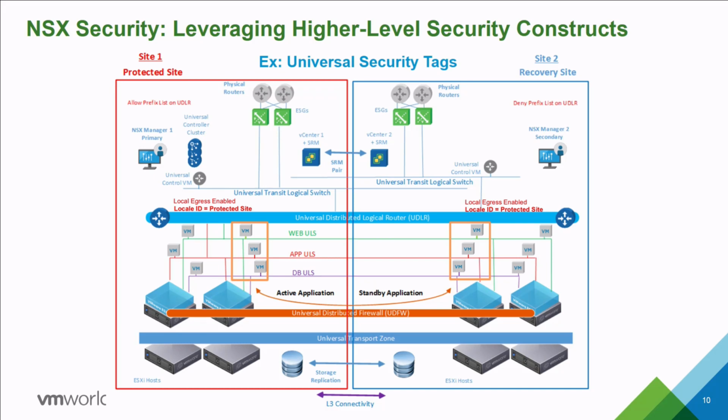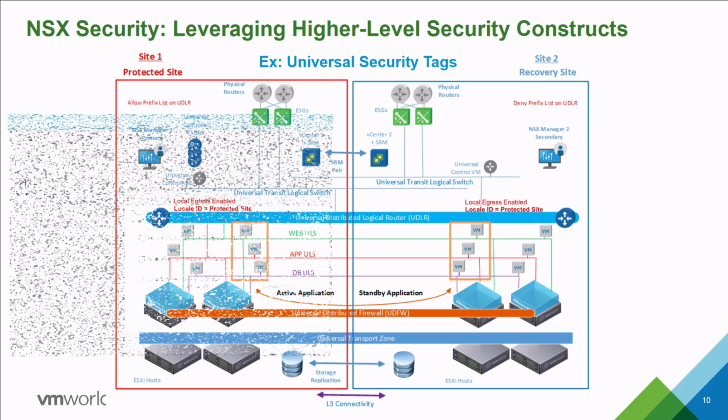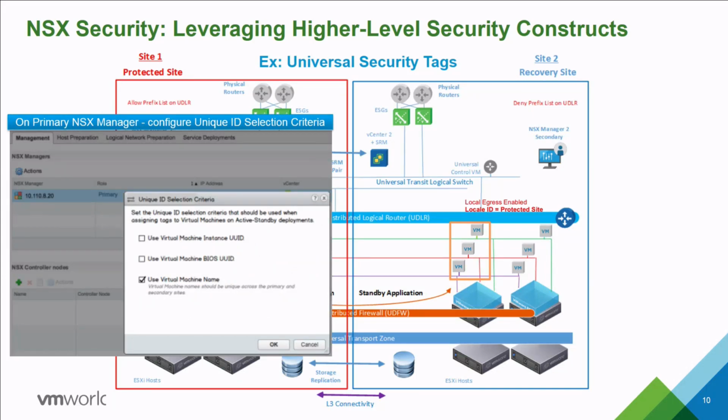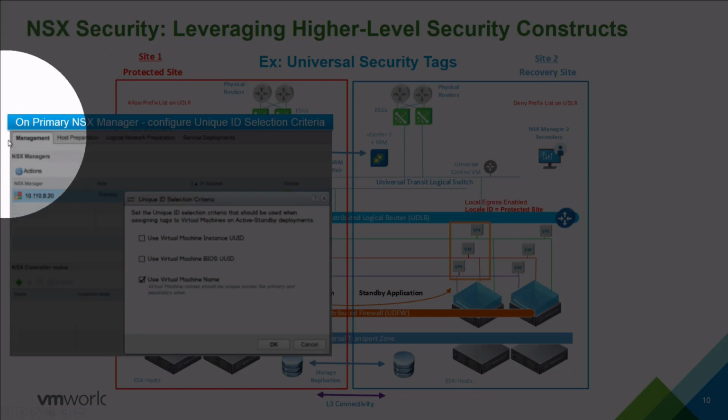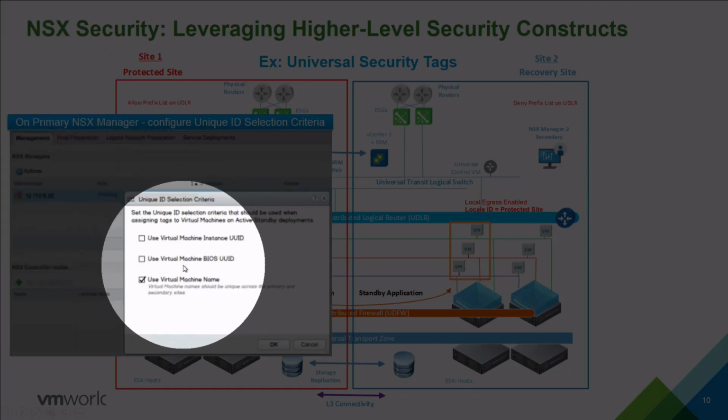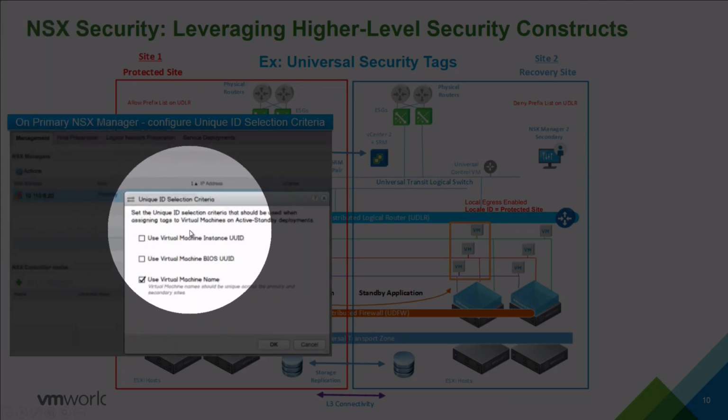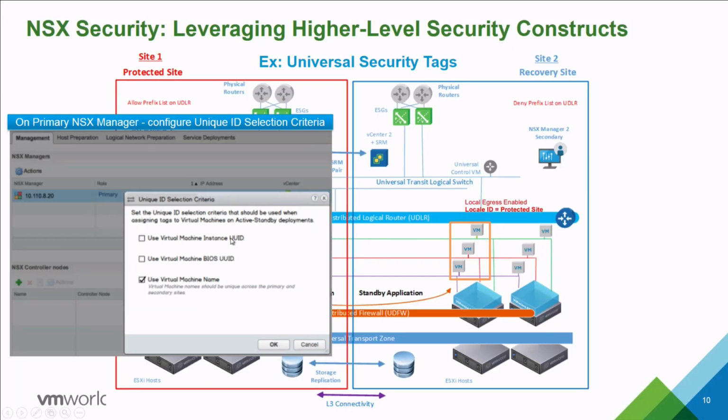And I'm going to use the universal security tag example here. So the first thing I do is on my primary NSX manager, I go to the installation tab, and I set what's called a unique selection criteria. So what is this?